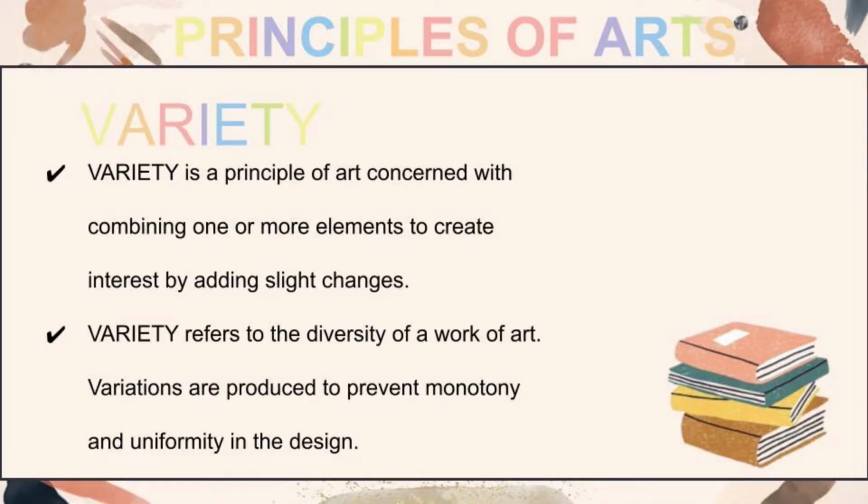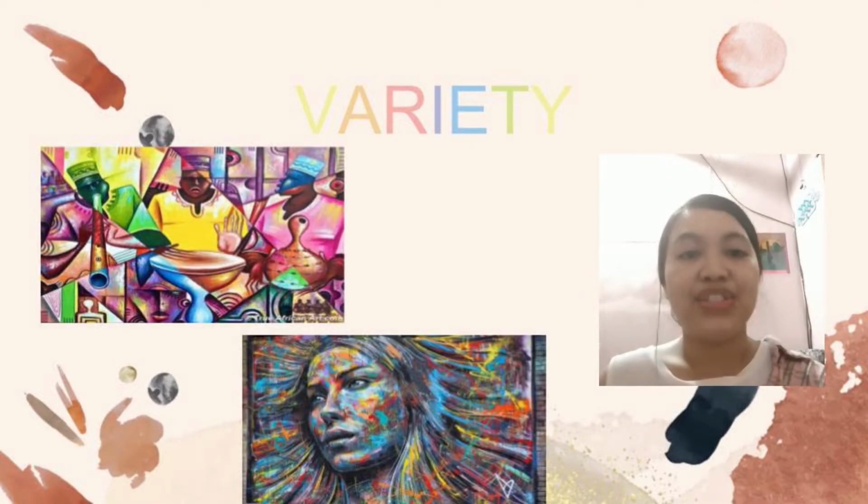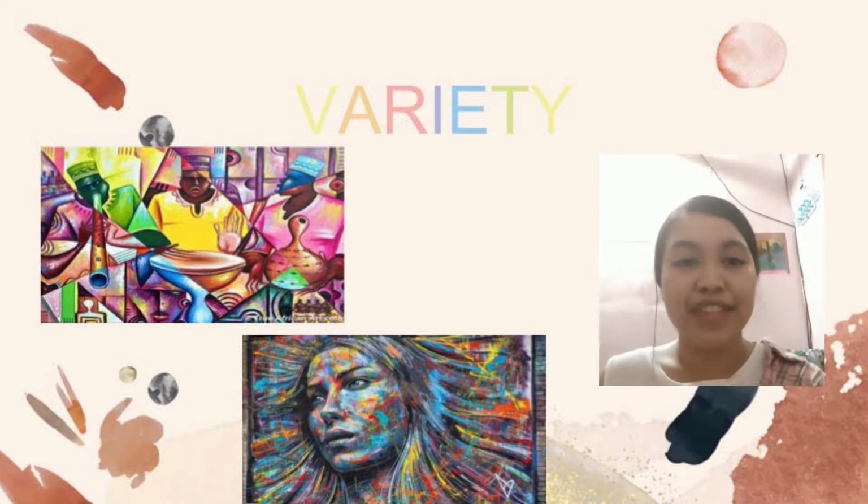One of the principles of art is variety. It is the principle of art concerned with combining one or more elements to create interest by adding slight changes. It also refers to the diversity of a work of art, produced to prevent monotony and uniformity in the design. As you can see in the picture, a design principle focuses on variety or contrast. In a work of art, variety is accomplished by using varied shapes, sizes, and colors.